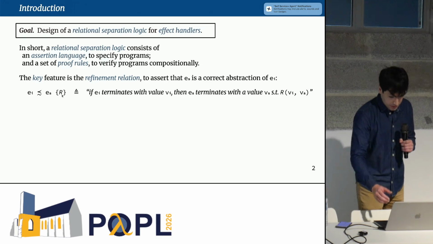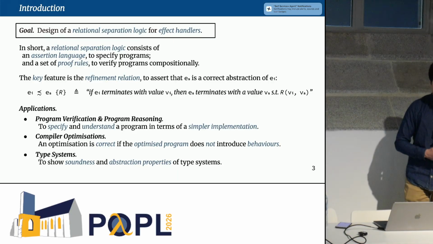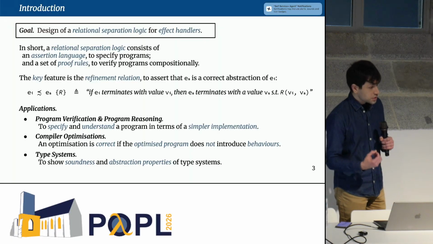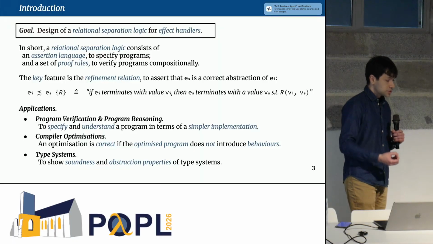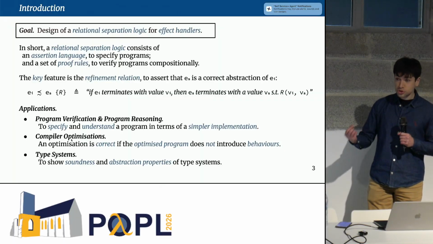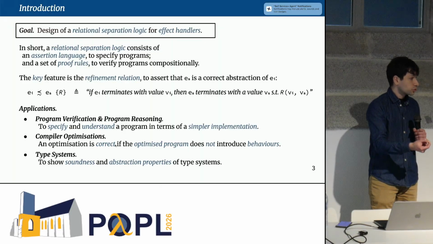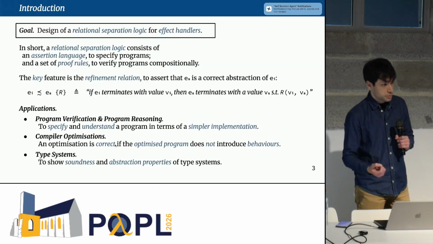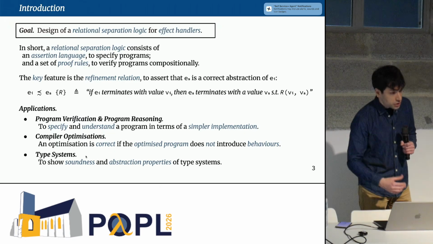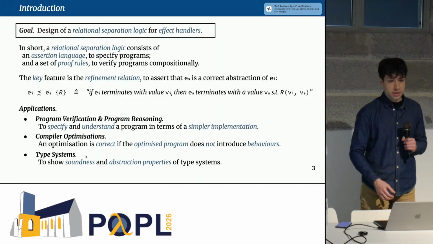Now, why design a relational separation logic? There are many interesting applications, and here I'm listing only three. The first is to reason about programs using simpler implementations as specifications. A second application is compiler optimizations, namely to show that a compiler optimization is correct by showing that the optimized program does not introduce behaviors, using the source program as a specification of the optimized program. And a third application is to show both soundness and abstraction properties of type systems.